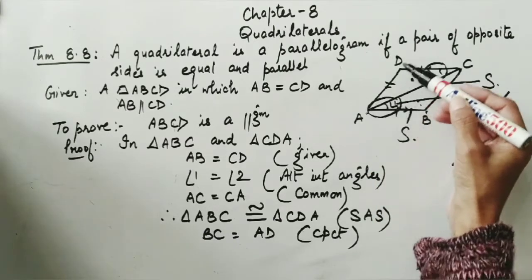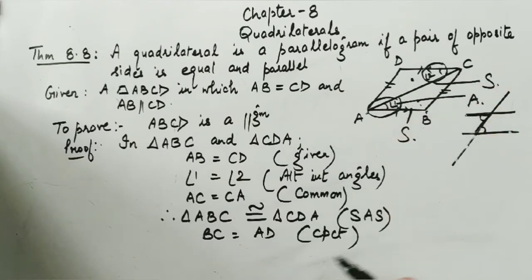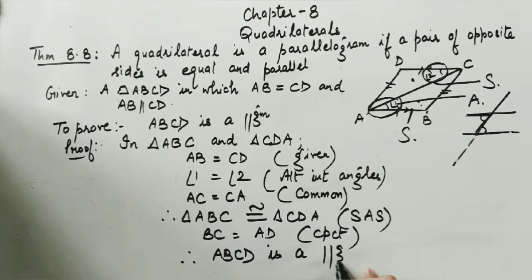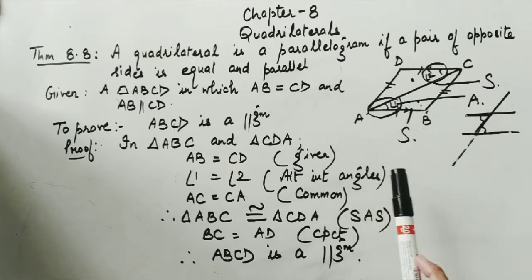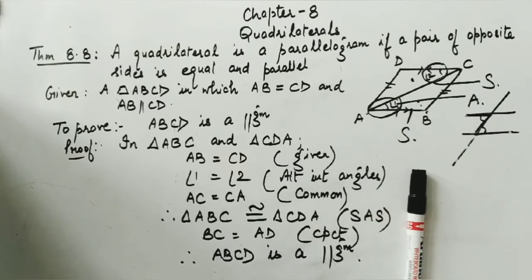So AB is already equal to CD. BC is proved equal to AD, and if both the pairs of opposite sides are equal, the figure would be a parallelogram. Therefore, ABCD is a parallelogram. Hence, this is how you would prove this result. It is one of the important results. It would be used in many questions because you would be given a condition that there is just a quadrilateral, a pair of opposite sides is parallel and equal. So then we would use the result that it is not just a simple quadrilateral, it is a parallelogram.